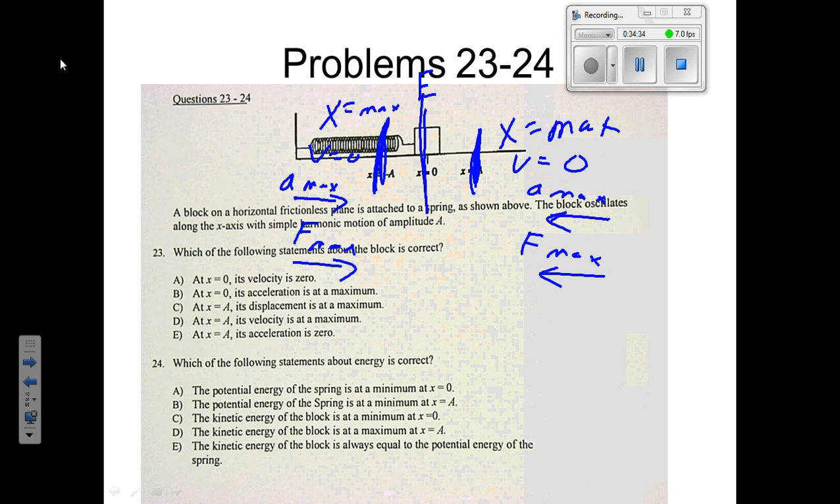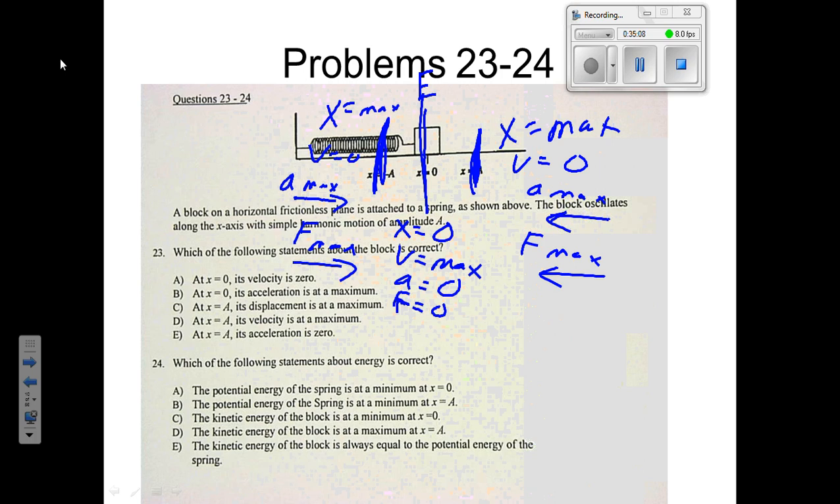Does that make sense? In the middle, at the equilibrium point, we know x is what? At the equilibrium point, what's x? 0. What do we know about v at the equilibrium point? Max, right? What do we know about acceleration at the equilibrium point? It's 0, because what is also 0? The restoring force. So knowing that, let's look at our choices and see which one makes sense.